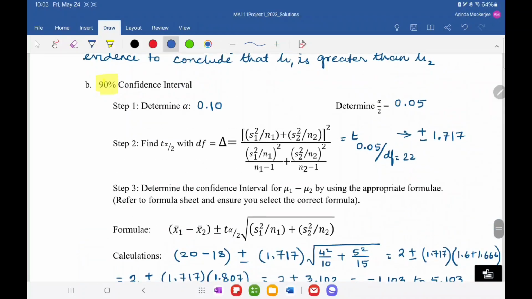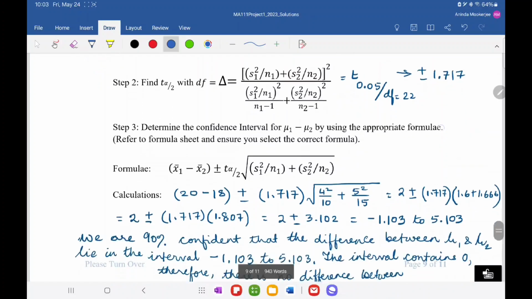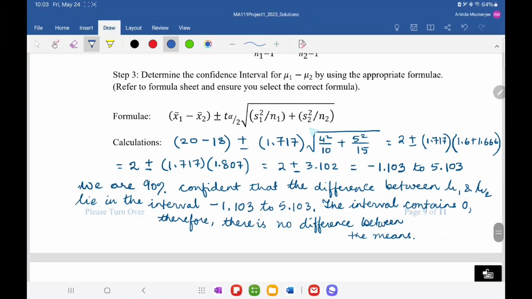So here is the solution for the confidence interval. We are using a 90% confidence interval this time. All right. So you have to split your alpha into 2, 0.05. DF is already calculated. Again, on the test, it will be given to you. So please use the DF value given to you. And then this is the formula to find the confidence interval in a non-pool test. And just do the calculations and then finally interpret it correctly.